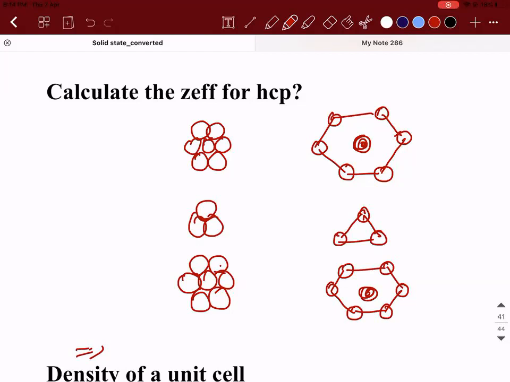For HCP, if you are taking it as a unit cell, you have to calculate the first layer, second layer and third layer. You have to take it as a bulk in 3D. You can't take just 1 or 2 or 3. Sometimes they will also give the diagram. Imagine this is your tetrahedral void.